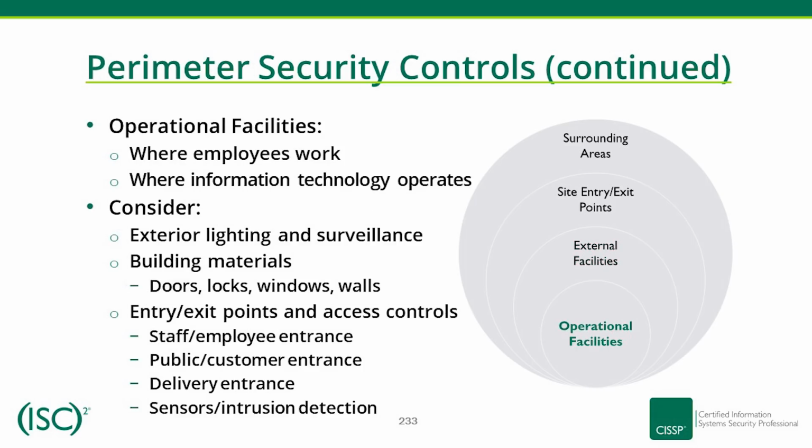Perimeter security controls, continued. Operational facilities: where employees work and where information technology operates. Consider exterior lighting and surveillance. Building materials: doors, locks, windows, walls. Entry/exit points and access controls: staff/employee entrance, public/customer entrance, delivery entrance. Sensor/intrusion detection.